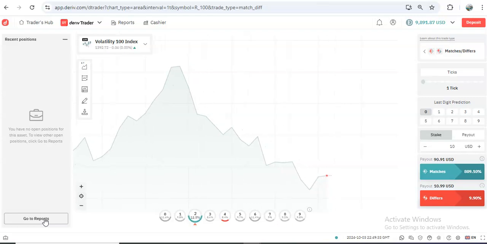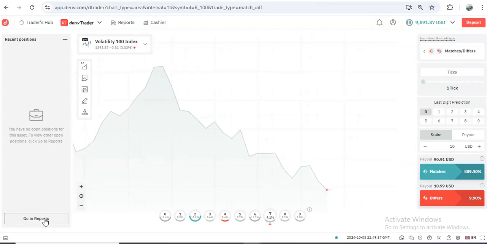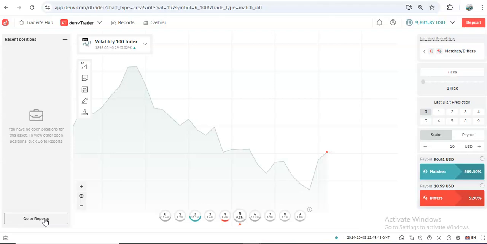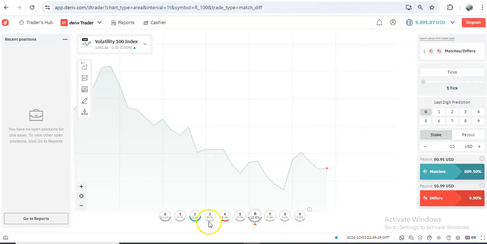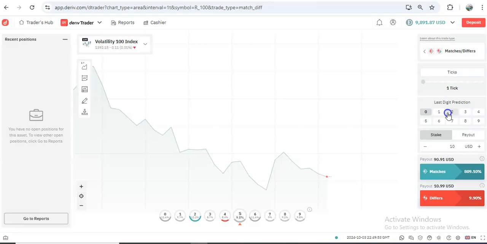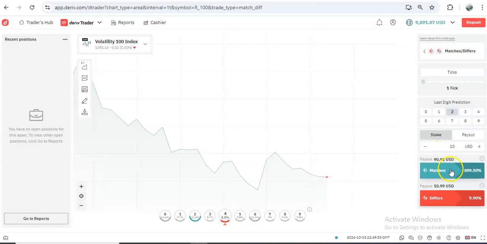So guys, on today's video I'm going to show you a few conditions for matches. We are going to be trading, matching digit 2. So the condition is for it to be at 12.3%, so we just need to wait for it.